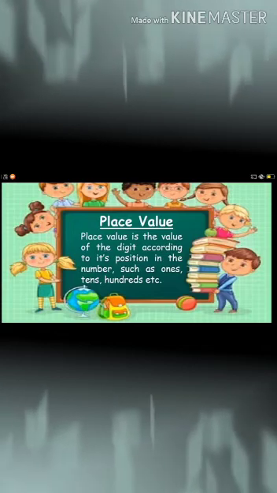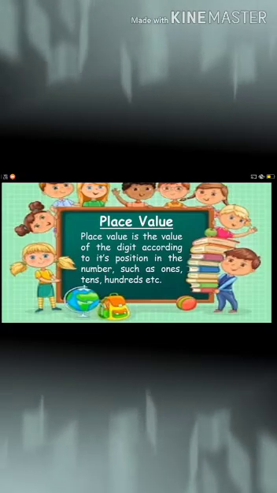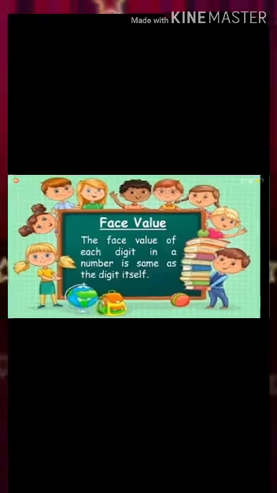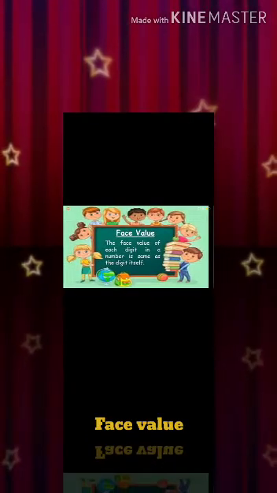So in the place chart, the place value of 2 is 2 ones, the place value of 3 is 3 tens, and the place value of 6 is 600. So this way you understood. Now go to the next topic, face value.